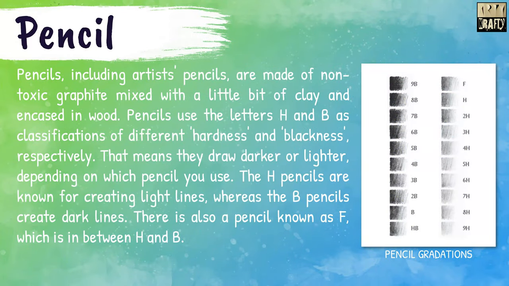The first tool is the pencil. Pencils are made of non-toxic graphite mixed with a little bit of clay and encased in wood. The H pencils are known for creating light lines, whereas B pencils create dark lines. There is also a pencil known as F, which is in between H and B.